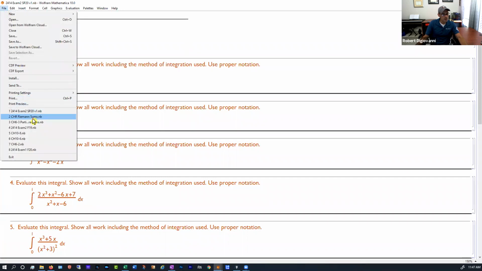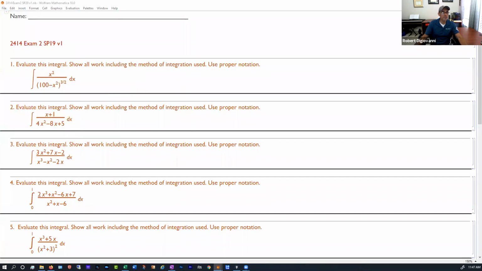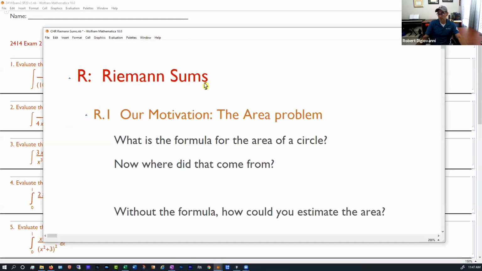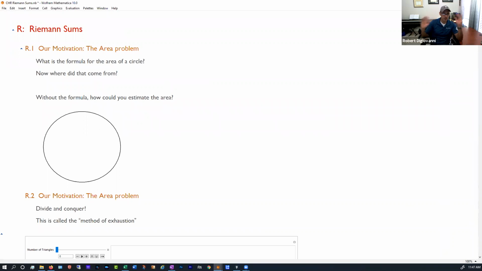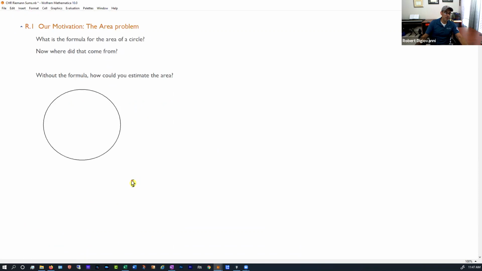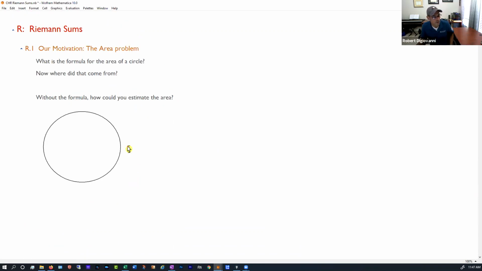So you want to almost clear your mind a little bit here. We still need to know how to integrate, but I want us to start with a fresh look at things. So what we're going to be talking about now comes from this problem, the area problem, that was a problem for humans for a long time.